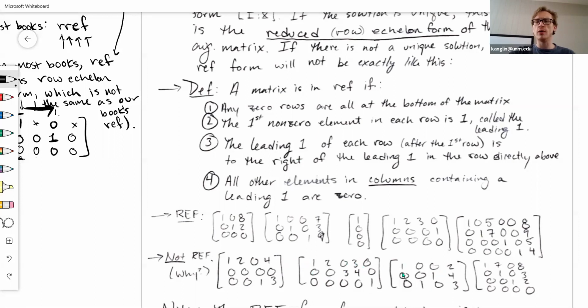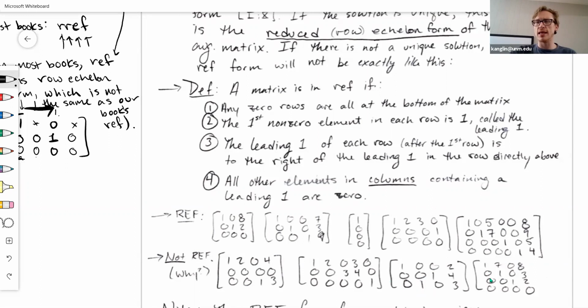What's wrong with this next one? Why is this not REF? The reason this one's not is because we break our stair-step pattern in the leading ones. From the first row to the second row, we do move to the right with our leading one. But you go down to the next row, and all of a sudden you have to move back to the left to get to your leading one. This is not reduced row echelon form. To put it in that form, we'd have to interchange rows 2 and 3. Switch these 2 rows out and it would look good.